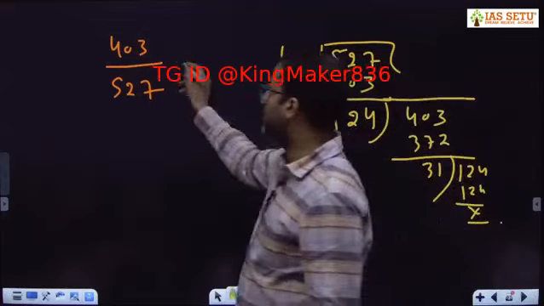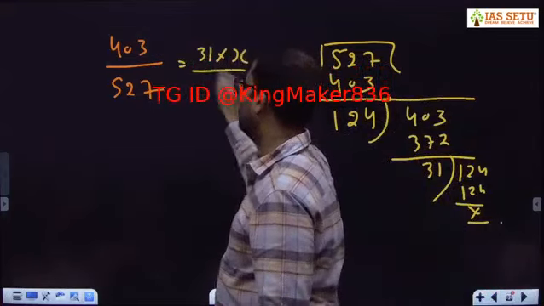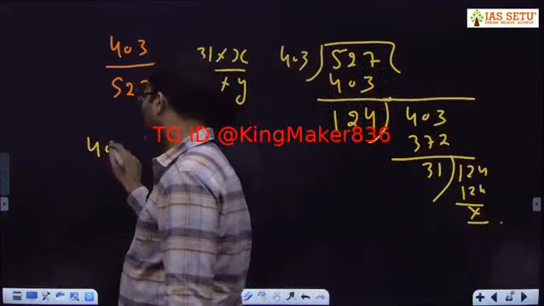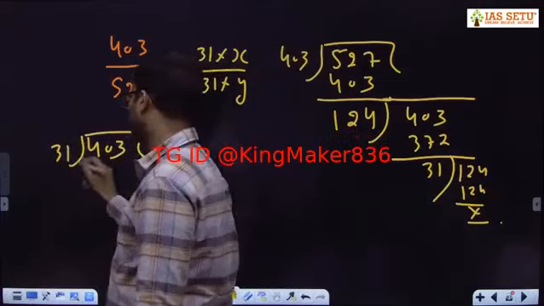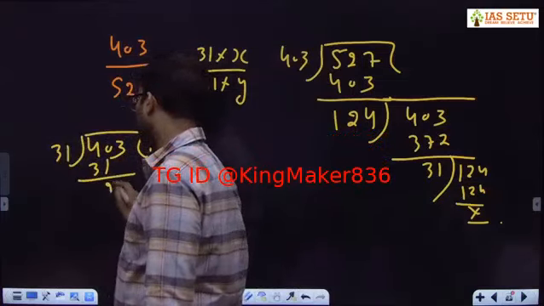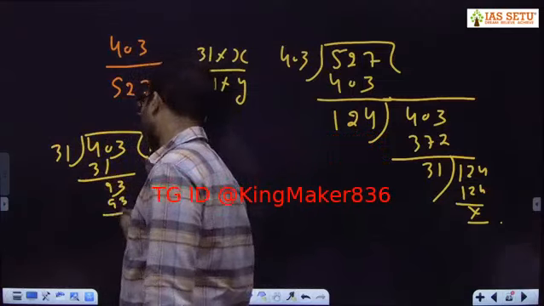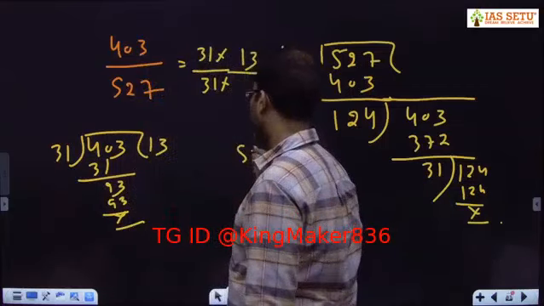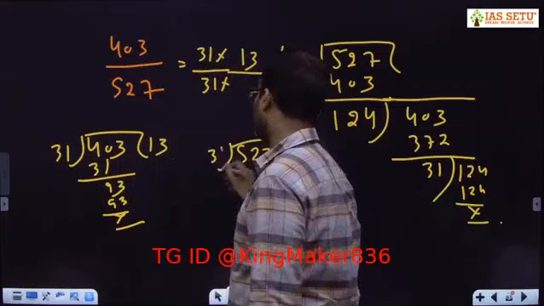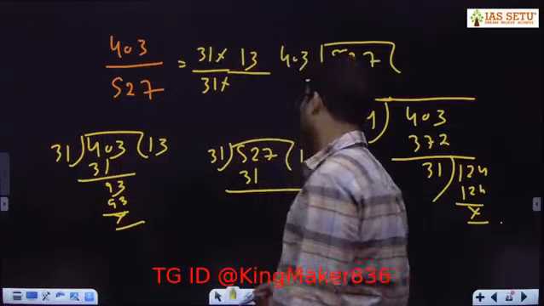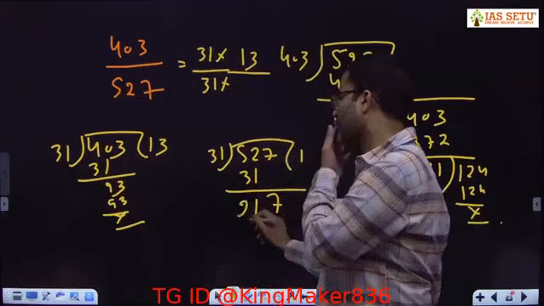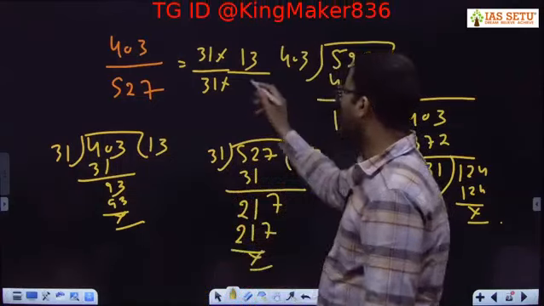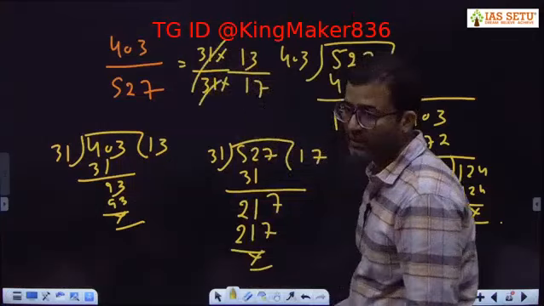So it means this number will be 31 into x, 31 into y. So these are actually divisible by 31. So 403 divided by 31. 31 1s are 31, 93. 31 3s are 90. So x is 13. What about y? 527 divided by 31. 31 1s are 31. So it is 7, 1, 217. 31 7s are 217. So it is 17. So the answer is 13 by 17.